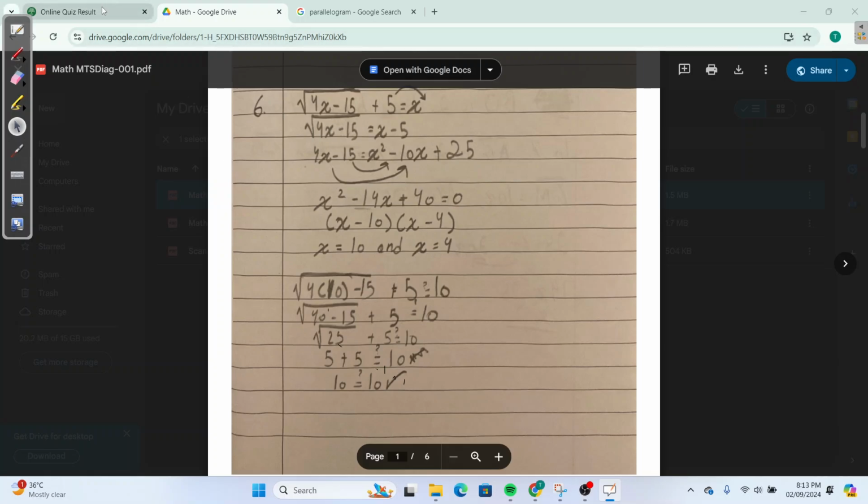You try both of them. Now I happened to try x equals 10 first, and I got lucky with it. So the solution was 10. You substitute 10 instead of x basically, and you solve for it. As you can see, I solved for it.